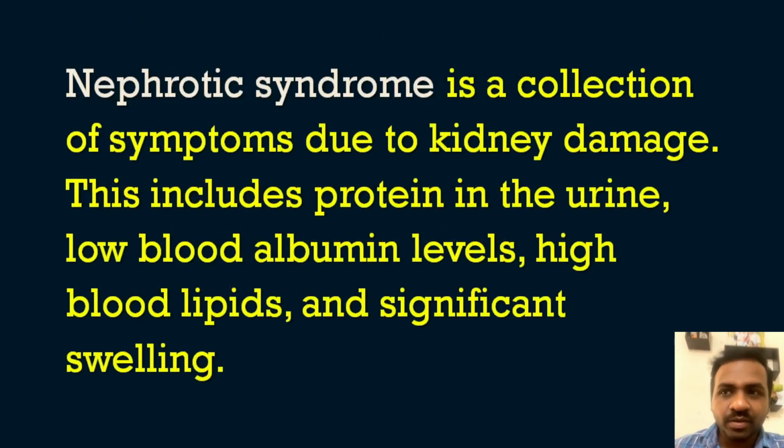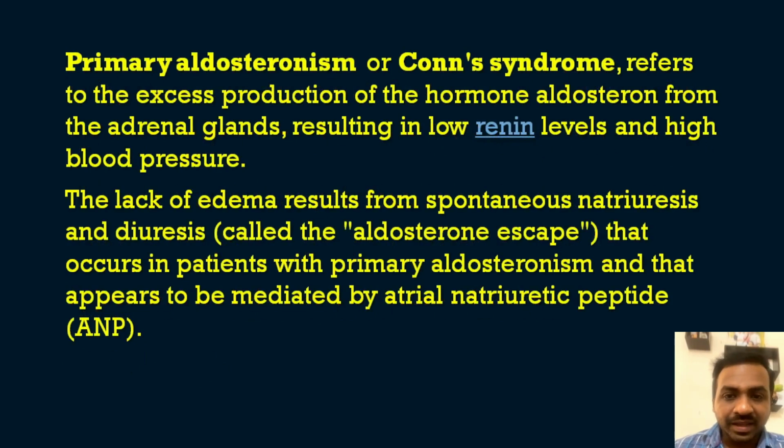session. So first of all, nephrotic syndrome, as you know, is a collection of symptoms due to kidney damage, and this includes protein in the urine, that is proteinuria, low blood albumin levels, that is hypoalbuminemia, high blood lipids, that is hyperlipidemia, and significant swelling, that is edema. These are the classical features of nephrotic syndrome: high protein in the urine, low blood albumin levels, high blood lipid levels, and significant swelling. So that is nephrotic syndrome. Now we will see the other options, where I have explained the characteristics of edema.